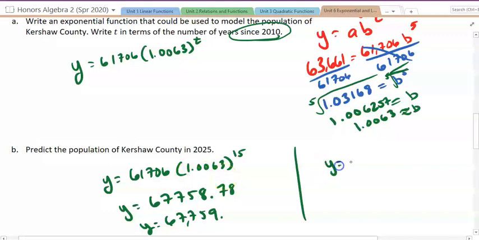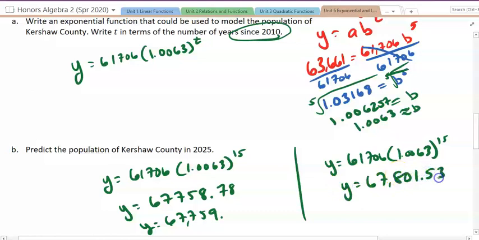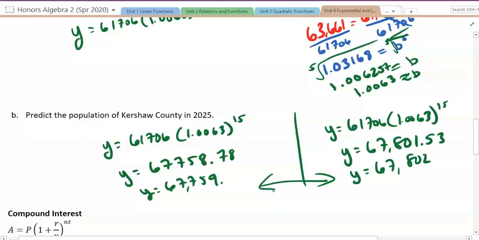If I do that with just this number, let's see what we get. And so again, we're looking at y is equal to 61,706 times 1.0063 to the 15th. Now, remember, this number was 1.00625. This is 1.0063, so this is going to be a little larger because we're dealing with a larger growth factor, technically, in our calculation. And so the number I get is 67,801.53 and so on, so we'll round to 67,802, and remember, we can't have a partial person anyway. So we see, depending on how precise we round our answer, will determine the precision of our calculation.